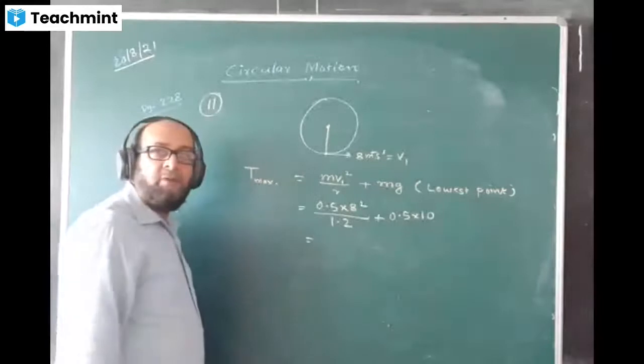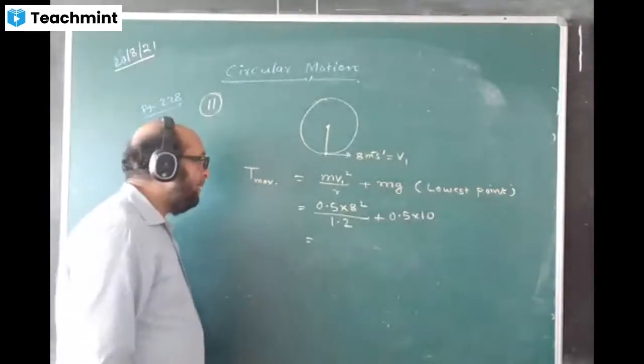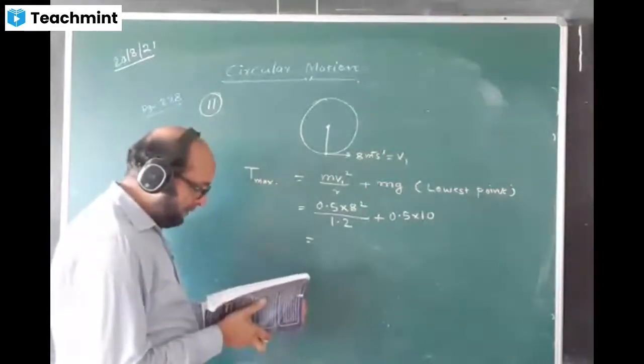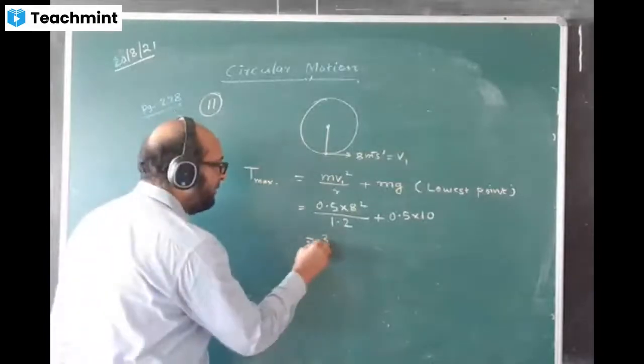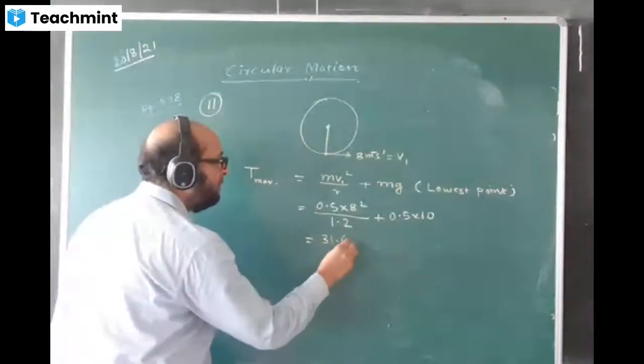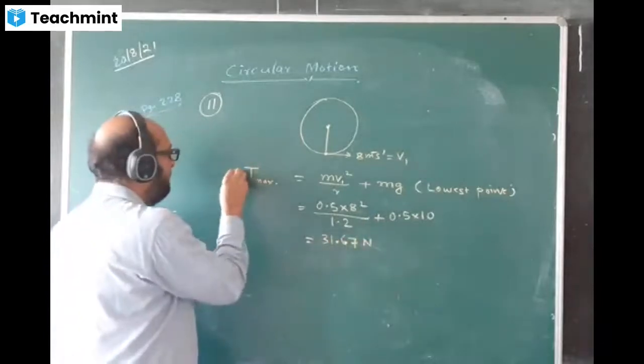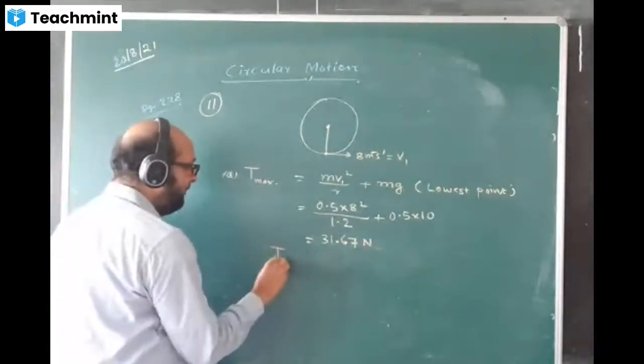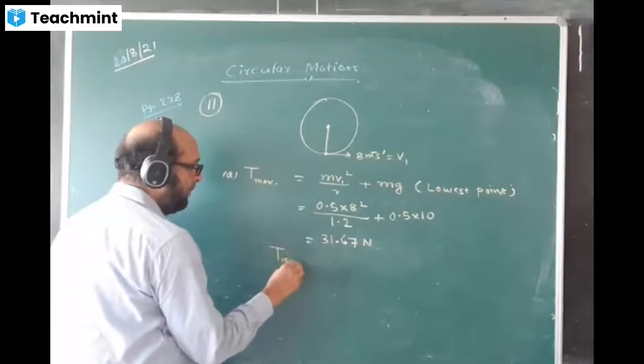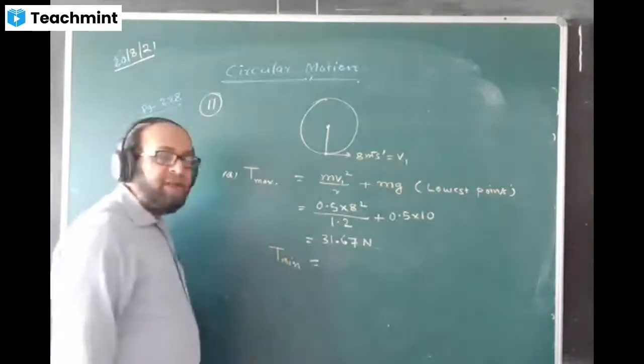Now give me the answer. What answer do you get? I'm sure you will get the answer. 31.66 will come. You round it off to 31.67 Newton. This is the answer. The first answer came. Now I'll find T minimum. What is the formula of T minimum?